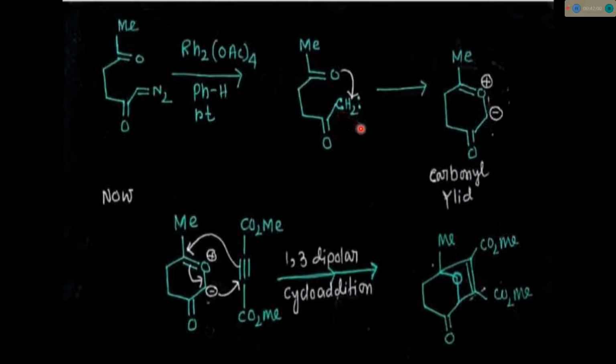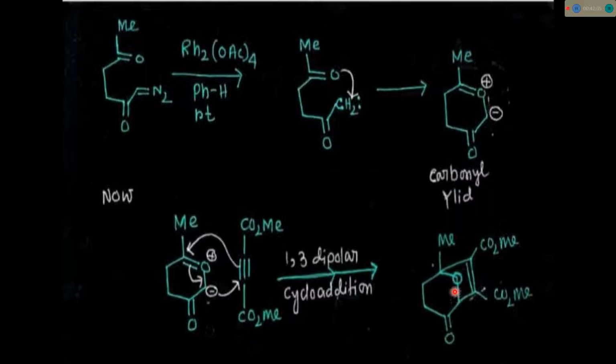Carbene is an electron deficient species. The lone pair of this oxygen will attack this carbene. Again, this seems a 1,2 dipole, but if we break this bond, the positive charge will be there. In this way we can say this is a 1,3 dipole compound, also called a carbonyl ylide. Now this carbonyl ylide, or 1,3 dipole, will react with the alkyne. If an alkene or alkyne is present, it will take part in a cycloaddition reaction, that is, a 1,3 dipolar cycloaddition reaction, to form this kind of product.